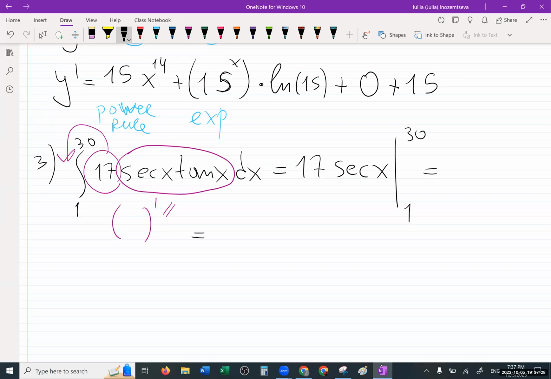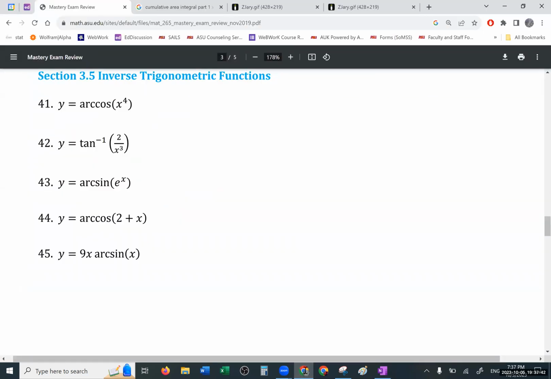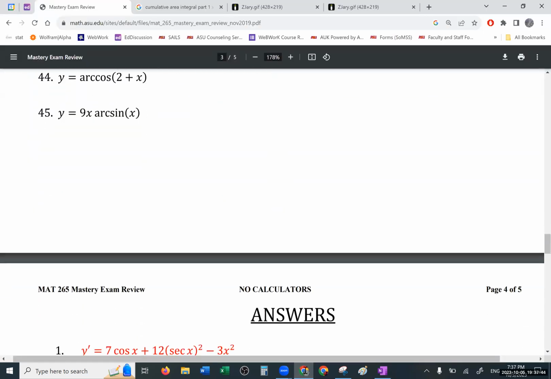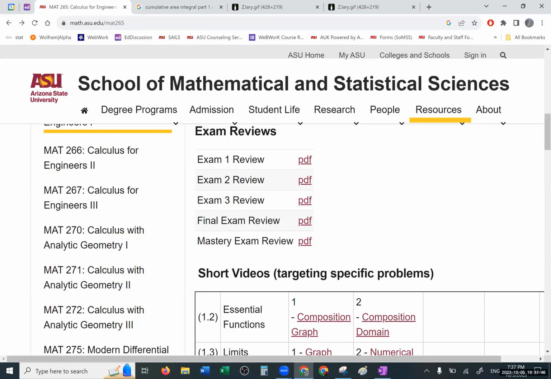And then you plug the top. So it's going to be 17 secant 30, parentheses, minus the bottom, 17 secant 1. That is the answer. So that was a good example. Just like randomly good examples show up in my mind. That is a math exam.